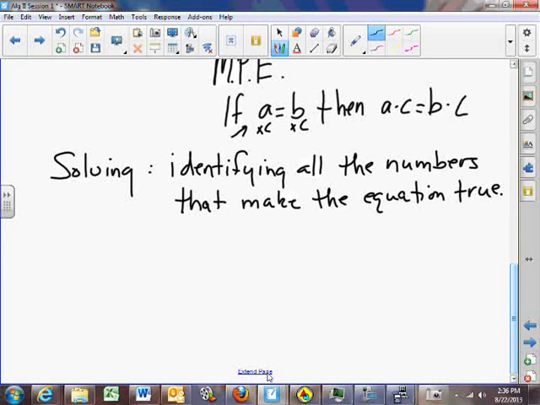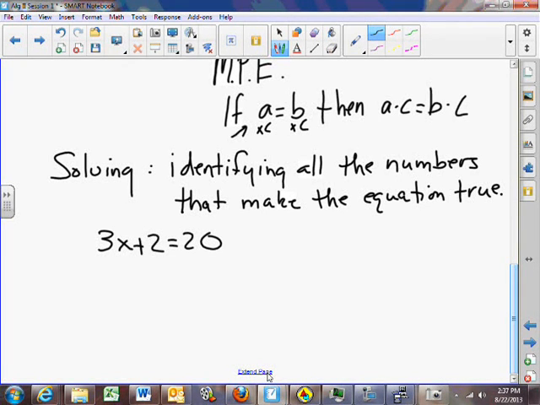If we go back to 3x plus 2 is equal to 20 as our equation, we would want to be able to identify all the numbers for x that would make that equation true. Now, 3 times 6 is 18. 18 plus 2 is 20. So 6 would actually be a solution to this equation. Now, the question does come up, is that the only solution? Well, it turns out in this case that it is.